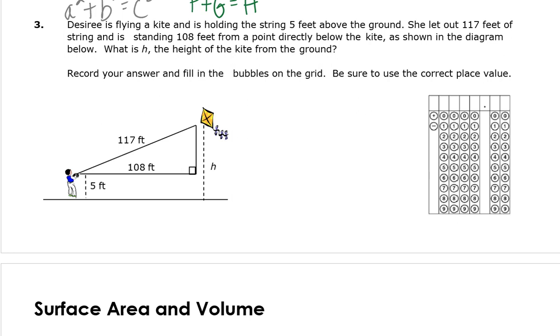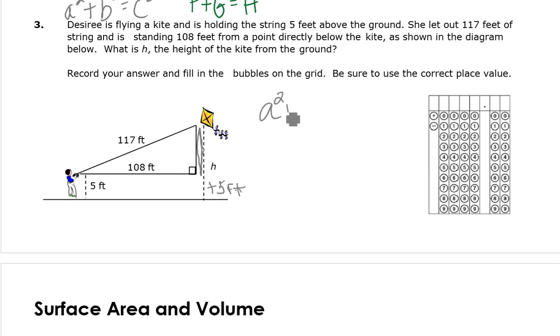Number 3, Desiree is flying a kite and is holding the string 5 feet above the ground. She let out 117 feet of string and is standing 108 feet away from a point directly below the kite, as shown in the diagram below. What is H, the height of the kite from the ground? Okay, so if I look at the height of the kite, first I recognize that it's made up by one side of my right triangle plus 5 feet. So I'm going to need to add on 5 feet to my height once I find it.